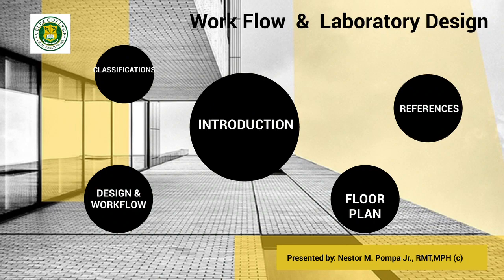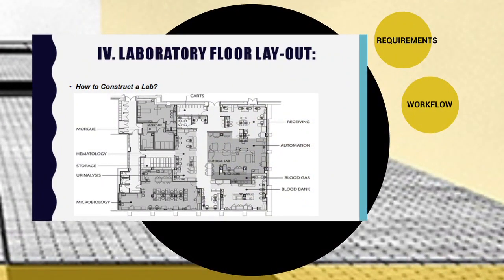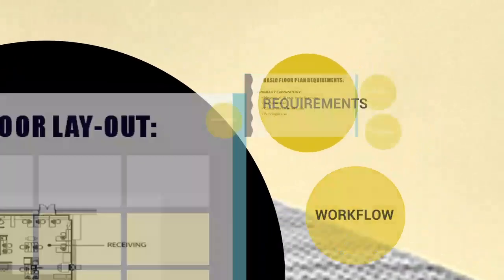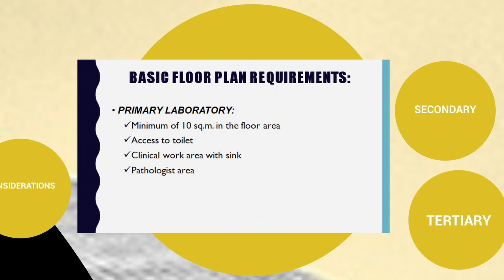So the last part of the discussion is how to lay out the laboratory floor plan. Before laying out, you have to take note of the basic floor plan requirements according to the Health Facilities and Services Regulatory Bureau of the Department of Health. For the primary laboratory, you must have a minimum of 10 square meters in the floor area. This is the total floor area of the laboratory. Access to toilet. You have an area for clinical work with sink and pathologist area.